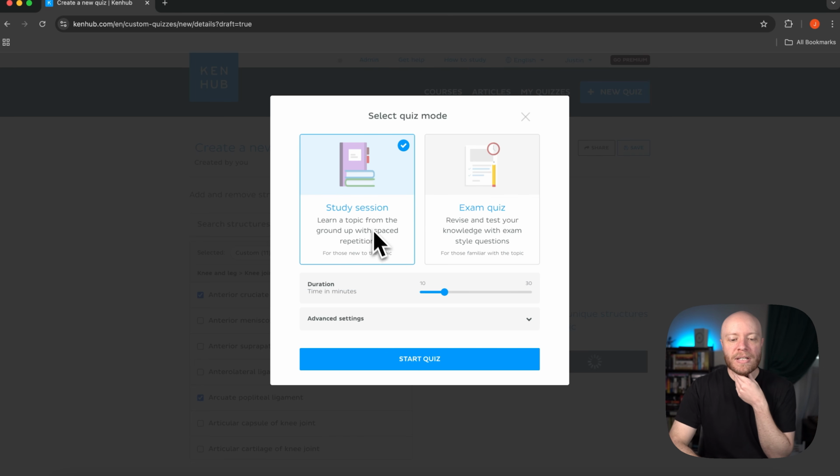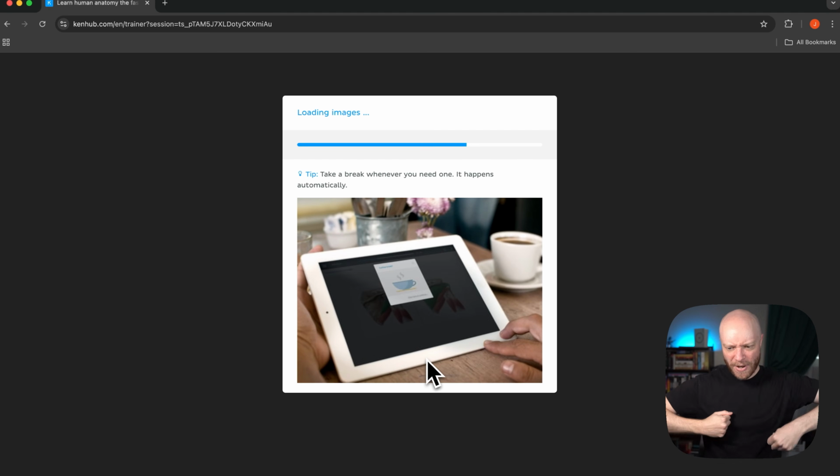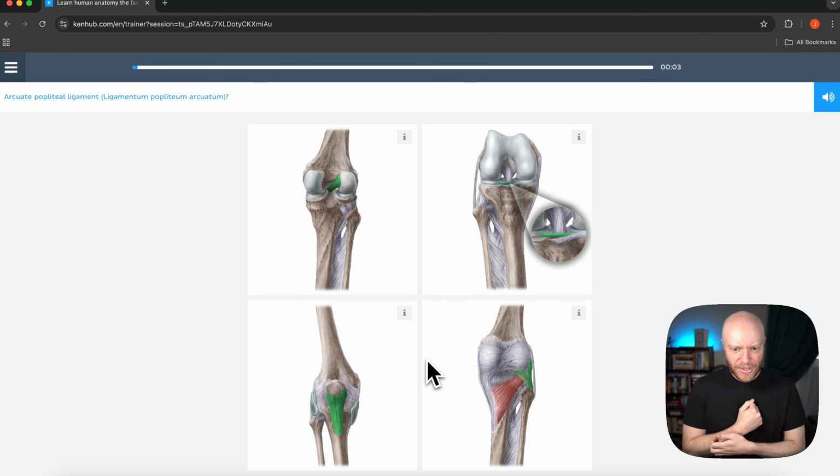So I want to do this study session because I'm such a big fan of spaced repetition. I'm going to lower it to 5 questions. I'm going to hit start. I'm just kind of warming up. All right, so here we go. It's asking for the arcuate popliteal ligament.